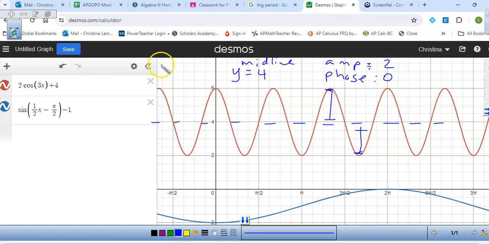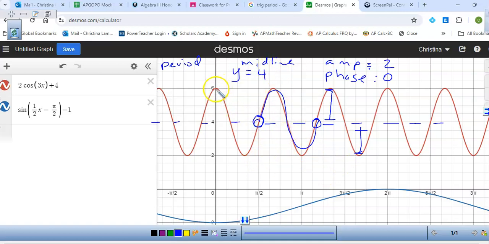The period is going to be how long the wave is before it starts to repeat itself. And so you can take any 2 points on the graph that create one full cycle to get the period. For example, I could start here at pi over 2, and then I can see where that graph repeats itself. In this case, that would be pi over 2 to, looks like, between pi and 3 pi over 2. So 3 pi over 4.